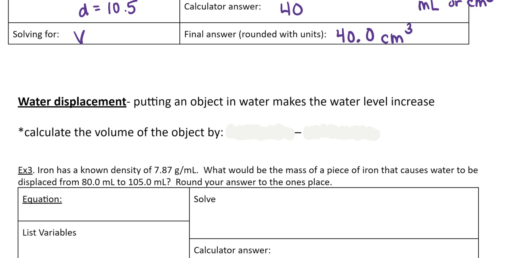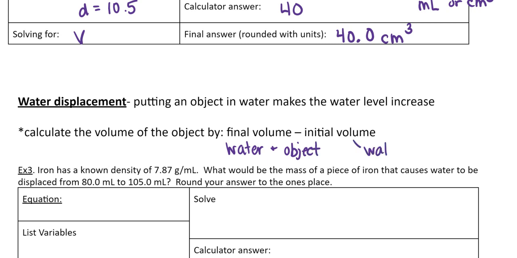Mathematically, what we do is we get the initial volume, we put the object in, we get the new volume, and we subtract. So we do the final volume at the end minus the initial volume. So this one is the volume of the water and the object. And over here, the initial volume is the one that was just the water. So by subtracting those two, we are able to determine the volume of the object.